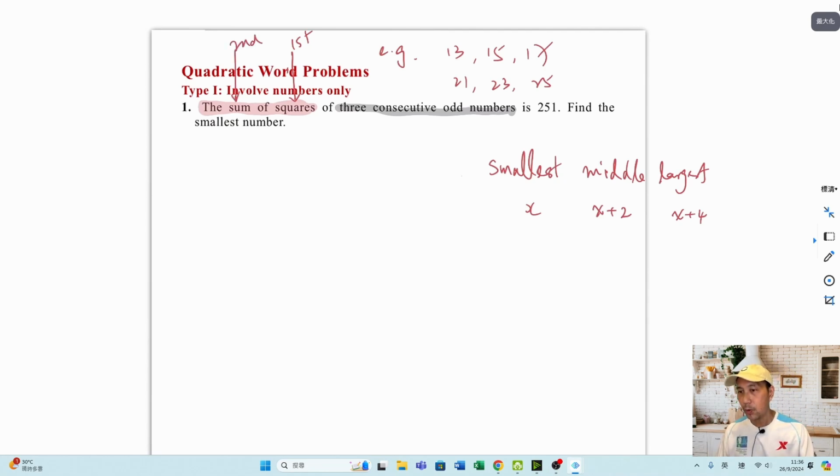Okay, so we have 3 numbers. The first step, we get the square of them, x squared. And then the second number, x plus 2. Remember, we need to use a bracket. And then x plus 4 squared. Okay, we take the square and then get the sum. So we get the equation of this problem.